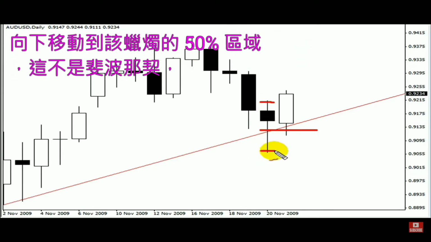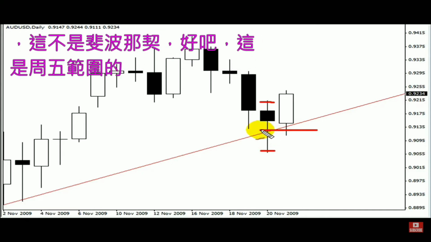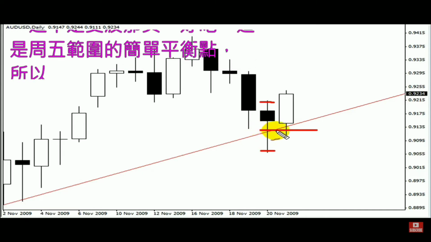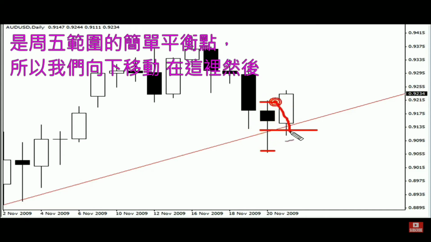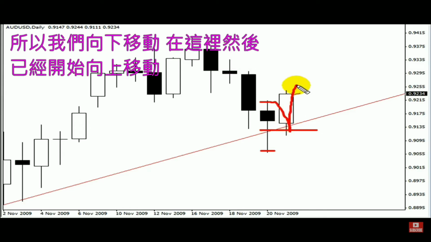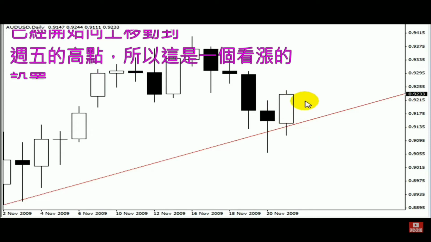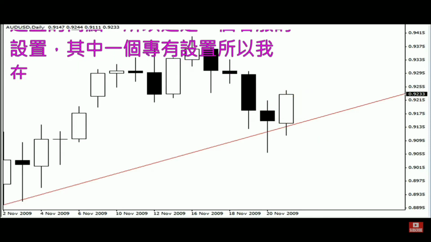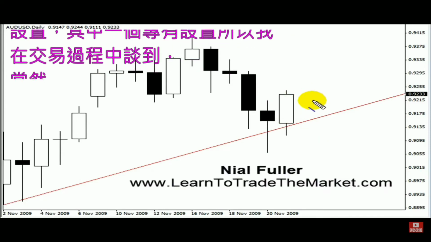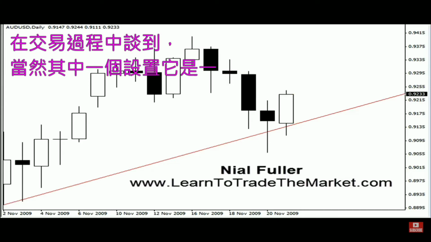It's not Fibonacci, okay, it's a simple balance point of the range of Friday. So we moved down here and then have started to move up through the highs of Friday. So that's a bullish setup, one of the proprietary setups I talk about in the trading course, and certainly one of those setups. It's a bread and butter setup.